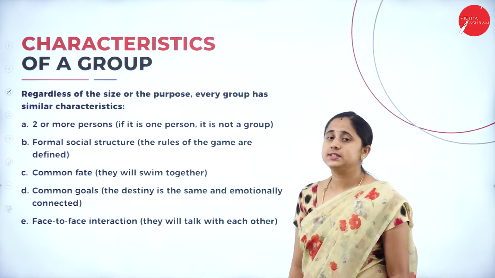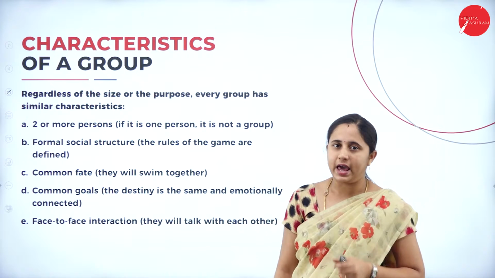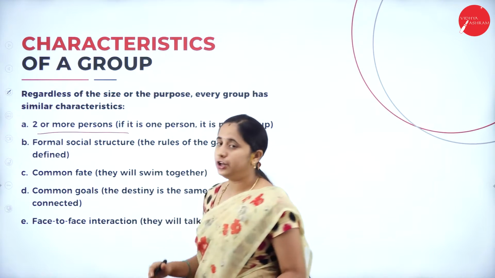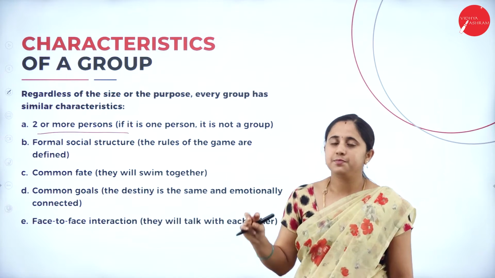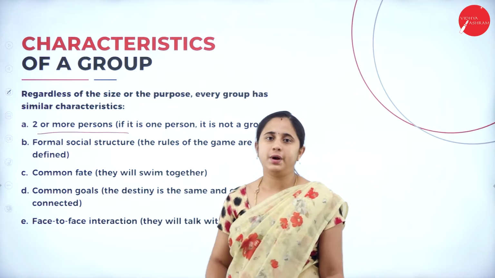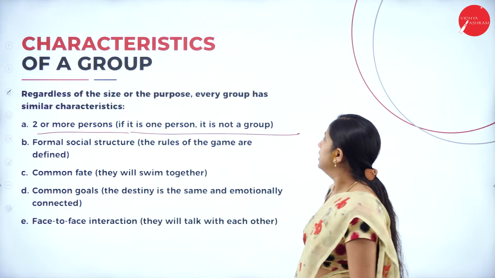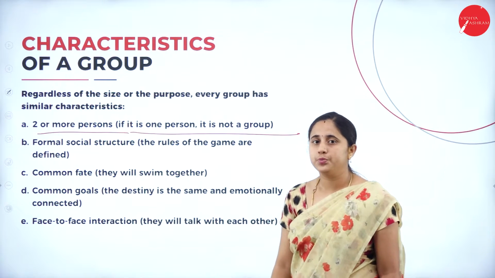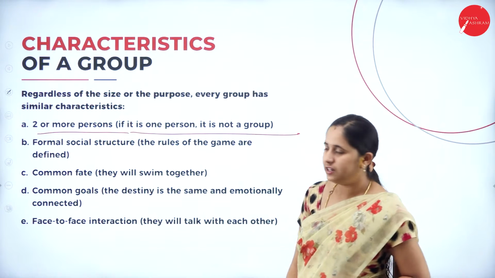So next, characteristics of a group. Irrespective of size, every group has similar characteristics. Those characteristics are: two or more persons. In order to form a group, at least a minimum of two or more individuals is needed. One person is not a group. So in order to call it a group, it should consist of two or more individuals.